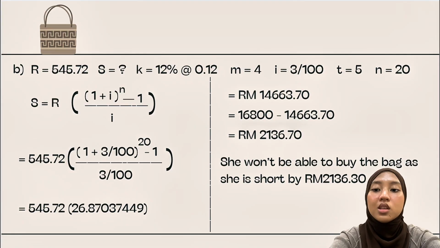As you guys know, it is less than the price of the bag. So to know how much more she needs in order to buy the bag, we are going to subtract the price of the bag with the amount that she has in her bank account. So the conclusion will be Datuk Sri Vidya won't be able to buy the bag as she is short by 2,136 ringgit 30 cents.